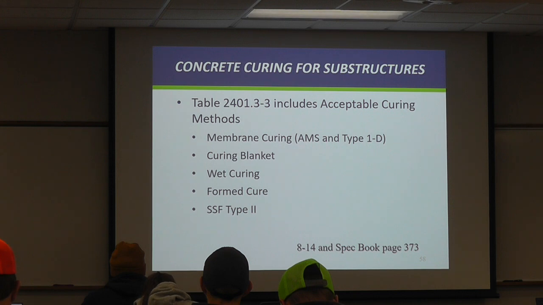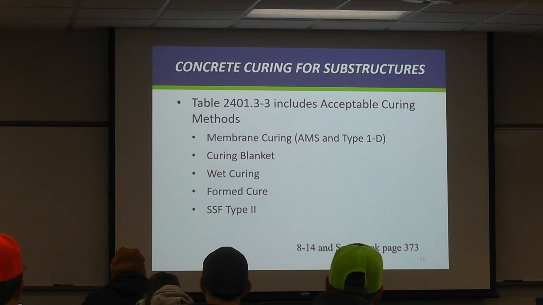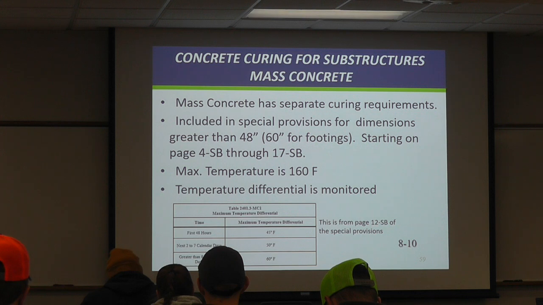So there's membrane curing, AMS and type 1D. So we can look at those. There's curing blankets, there's wet curing, there's form cure, and SSF type 2. So we'll be talking perhaps a little bit more about some of those. But wet curing is always an option. Contractors don't always want to do wet curing because it takes some effort. So perhaps sometimes they just leave the forms on, and so form cure might be what they prefer, unless they need to reuse the forms on the next section.